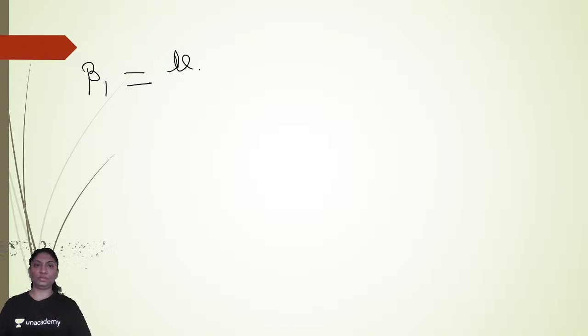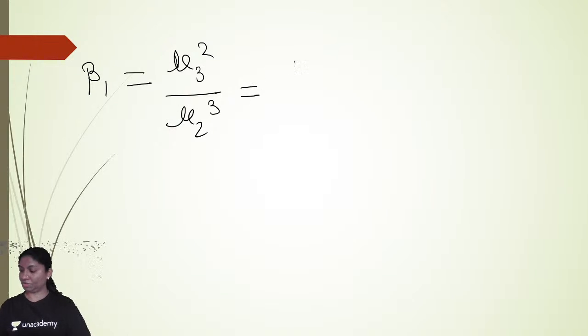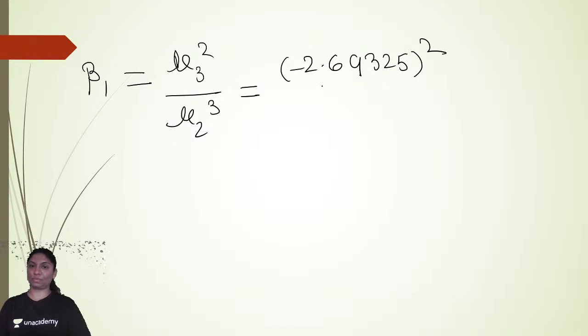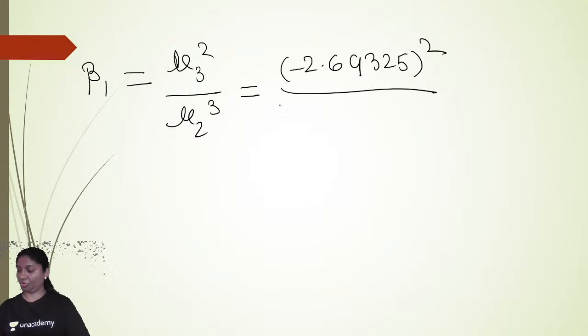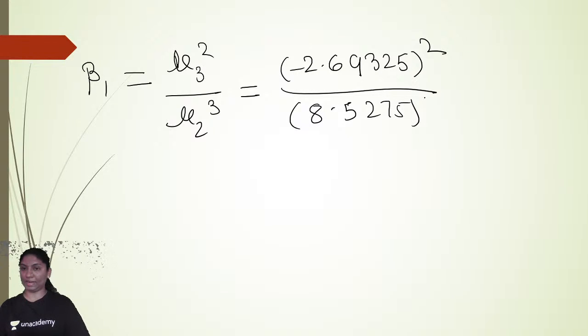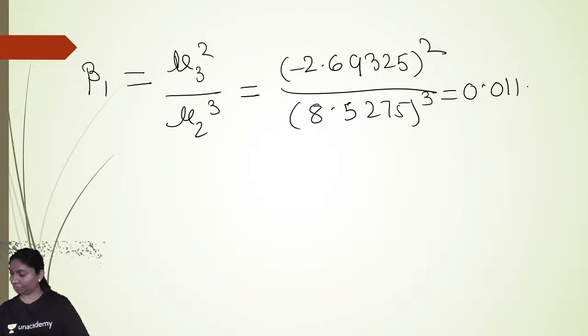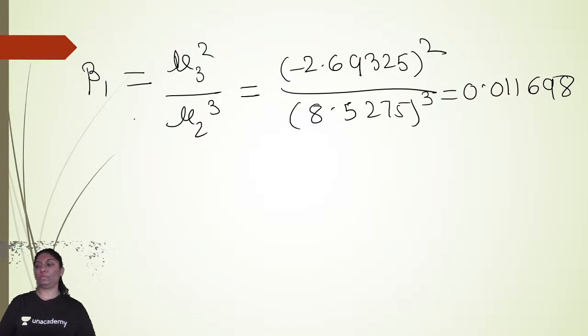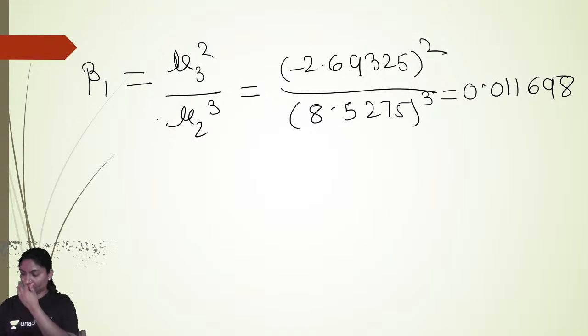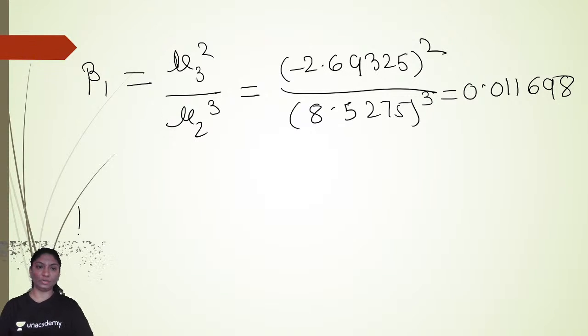Beta 1 is equal to mu3 square upon mu2 cube, which is equal to minus 2.69325 bracket square upon mu2 cube, that is 8.5275 bracket cube, which is equal to 0.011698. Okay.